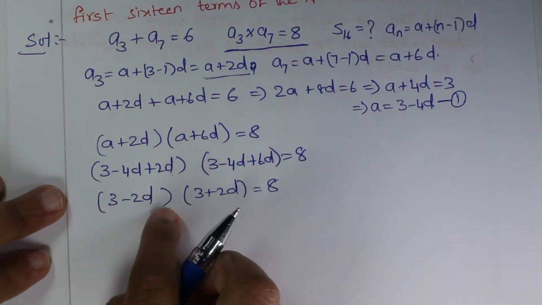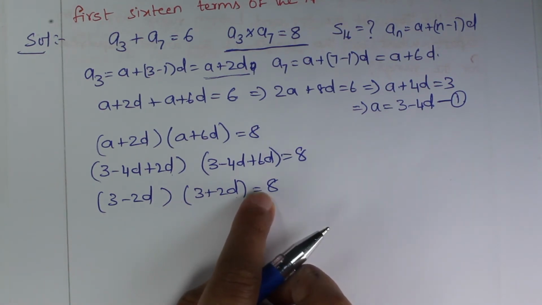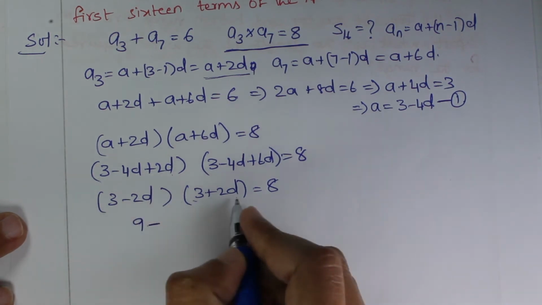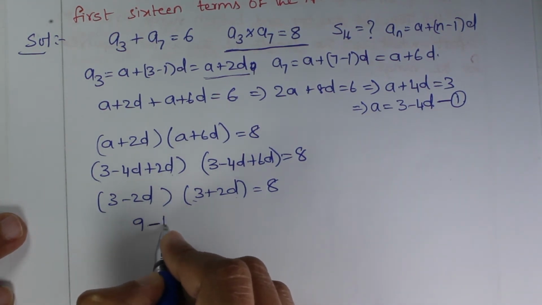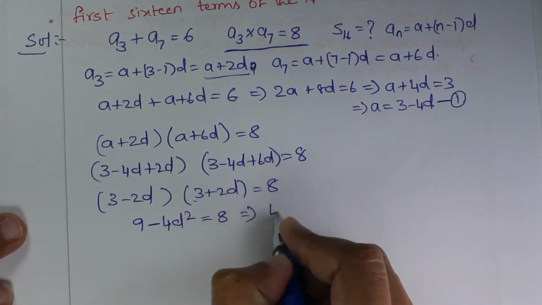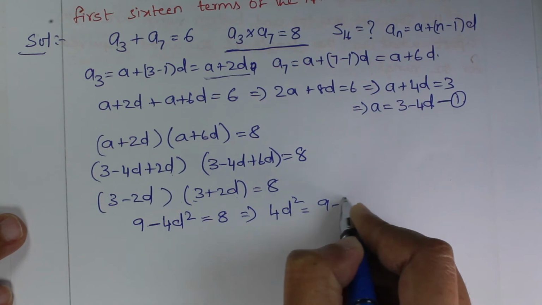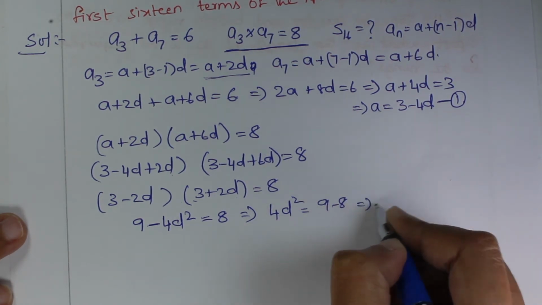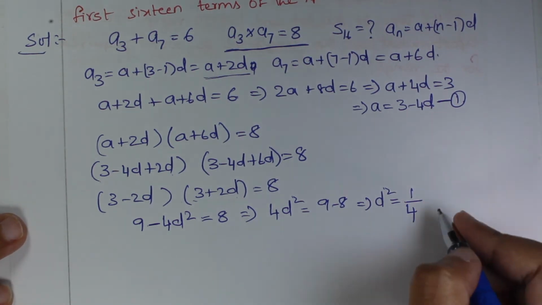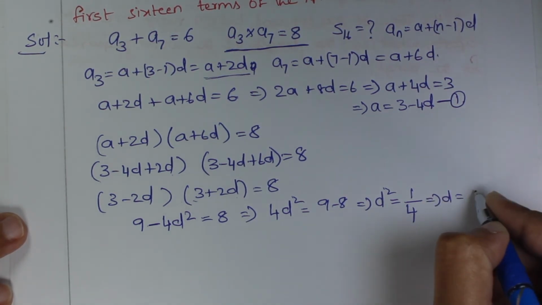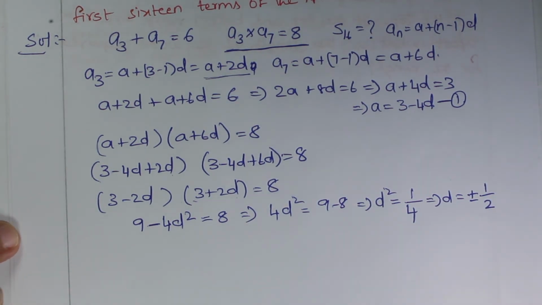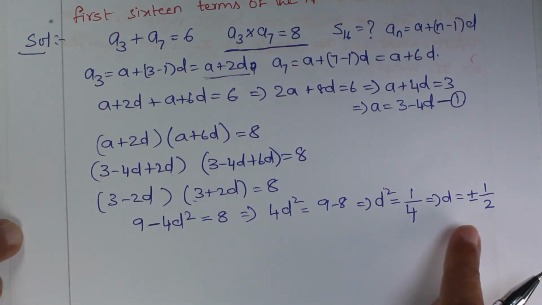This is in the form of a minus b into a plus b, so the answer will become a square minus b square. So 3 square is 9 minus 2d square is 4d square is equal to 8. So that implies 4d square is equal to 9 minus 8. That implies d square is equal to 1 by 4, and that implies d is equal to plus or minus 1 by 2. You got it, right? Now we have two values for d.